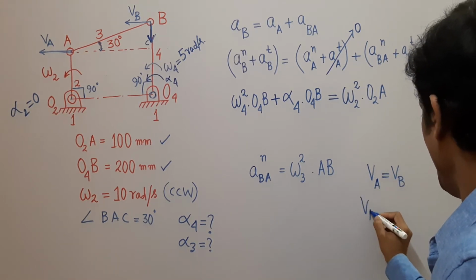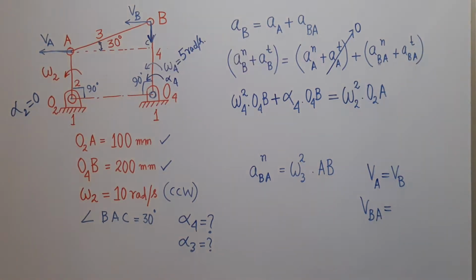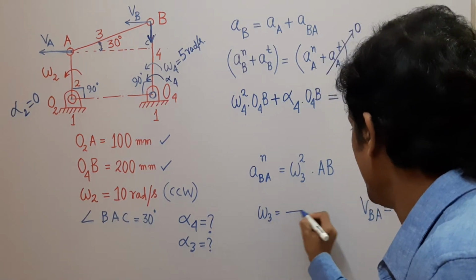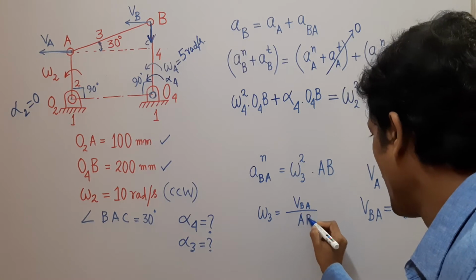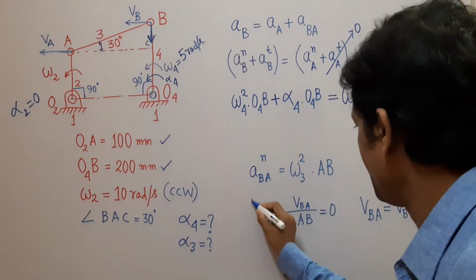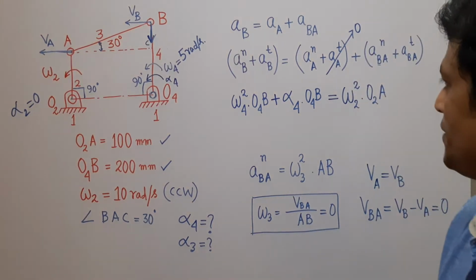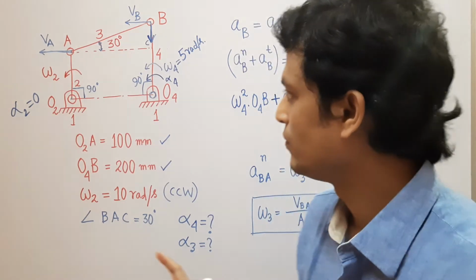So what is VBA? Velocity of point B with respect to point A, that is VB minus VA, that is equal to 0. So omega 3 equal to what? Omega 3 is VBA by AB. So omega 3 is 0. So at this instant, angular speed of the connecting rod or link 3 is 0.